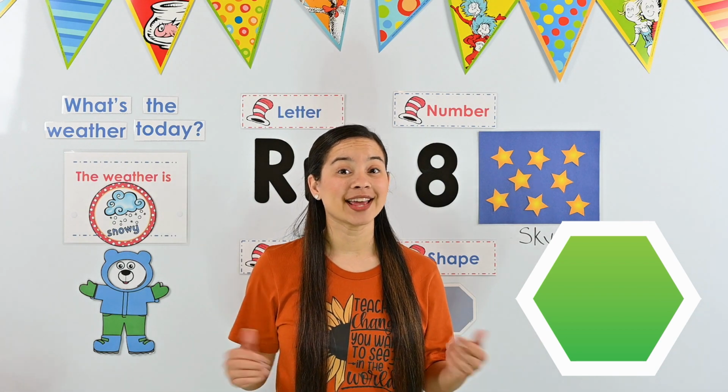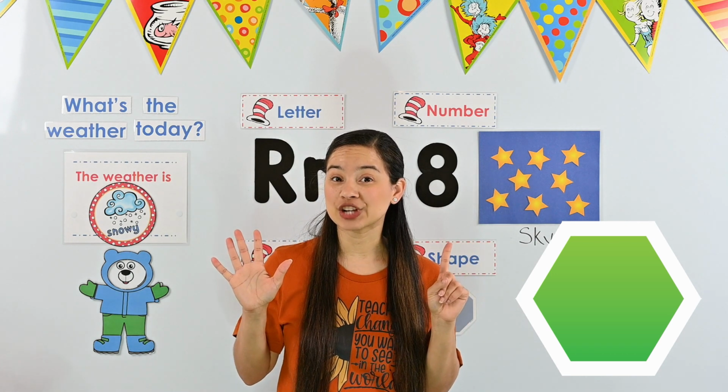Is this an octagon? If you have your thumb down, you are correct. This is not an octagon. It only has 6 sides and 6 corners. Do you remember which shape has 6 sides and 6 corners? It's a hexagon. Can you say hexagon? Good job. Okay, let's try another one.